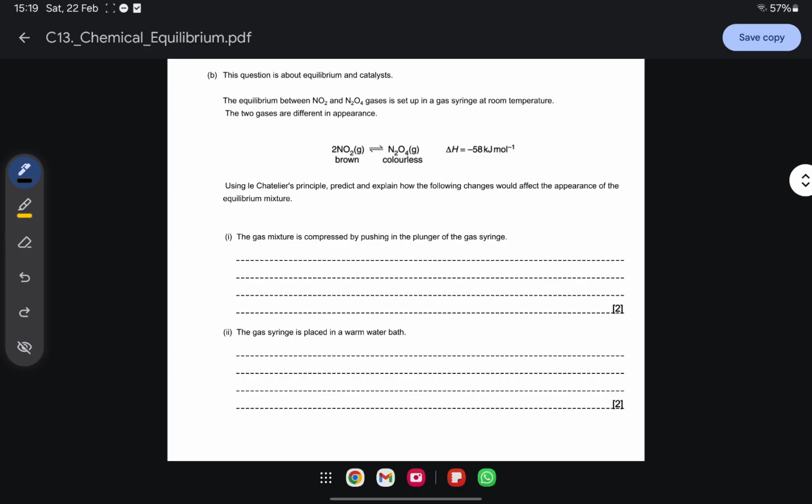If it's compressed by pushing the plunger of the gas syringe, what is the effect? Basically, if it's compressed, you are increasing the pressure. So what is the effect of increasing the pressure? It shifts to the side with fewer gaseous moles, which means that it shifts to the right. And do you see how we have colors? We must mention that. So the solution turns paler or less brown.